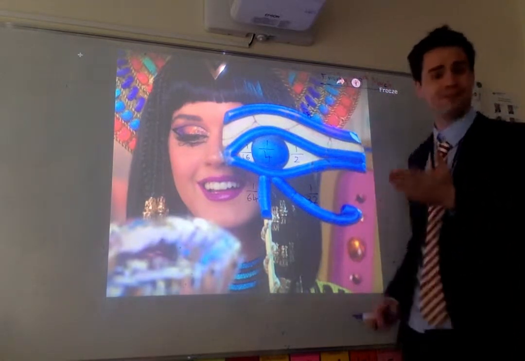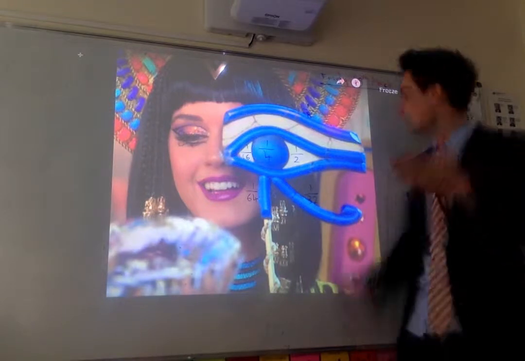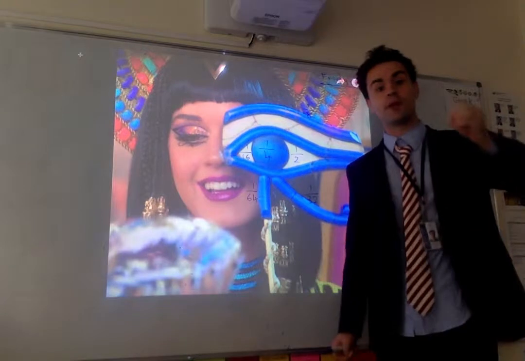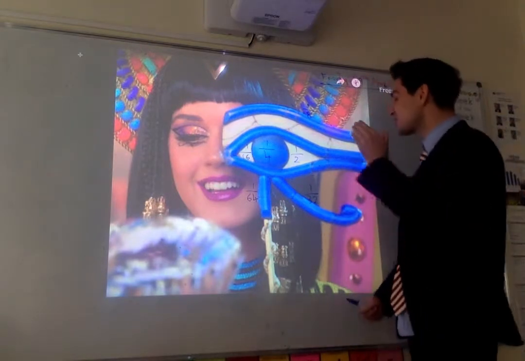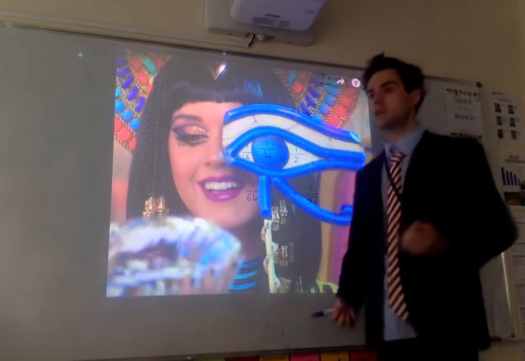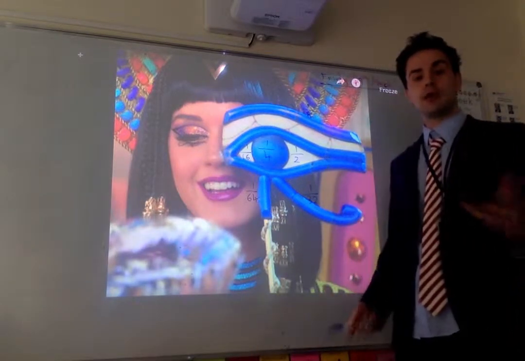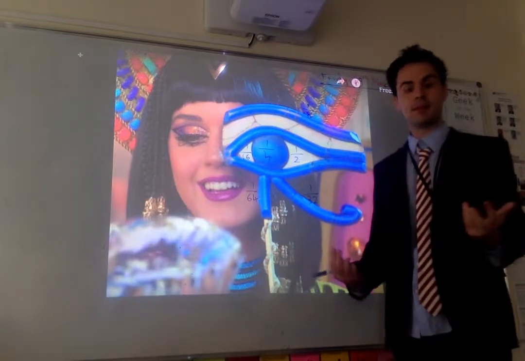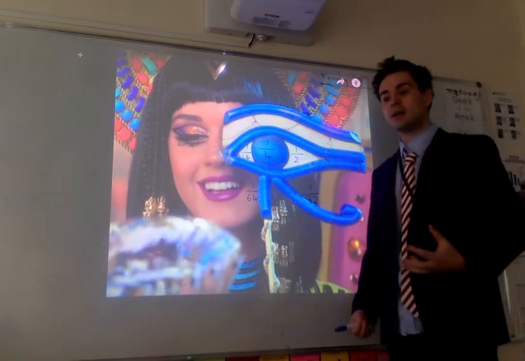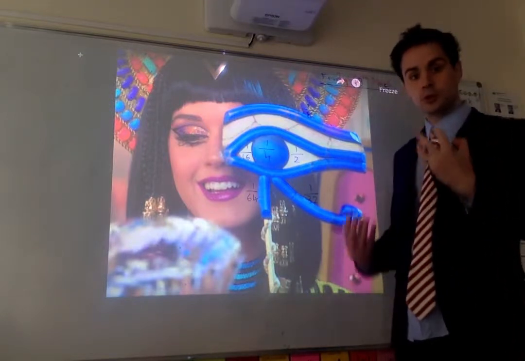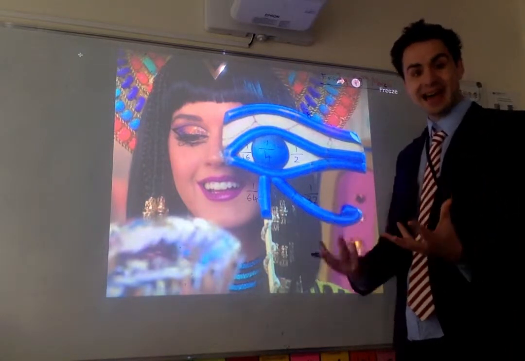Now this eye looks fairly benign here, doesn't it? But this is the eye of, or at least part of the eye of, one of the Egyptian gods. The sky god, in fact, Horus. Now, Horus was a sky god who had his eye plucked out by another god in the night while he was sleeping. And he required the mathematical Egyptian god, Thoth, to restore his eye.